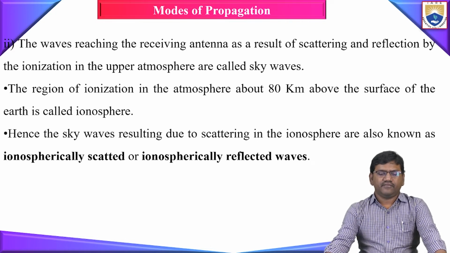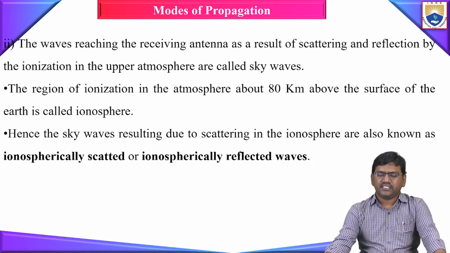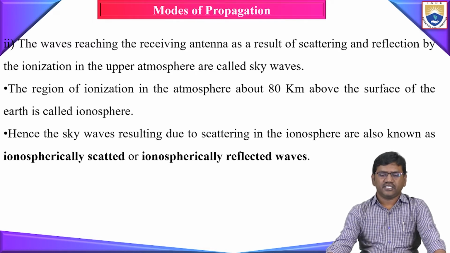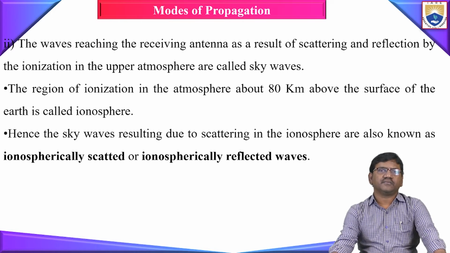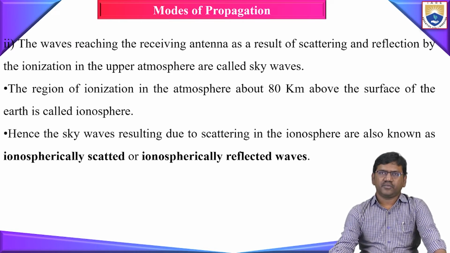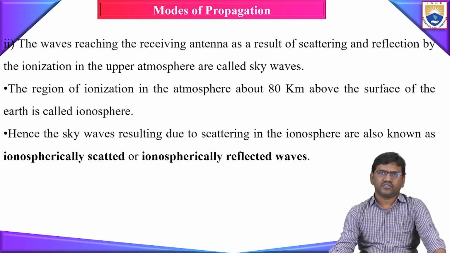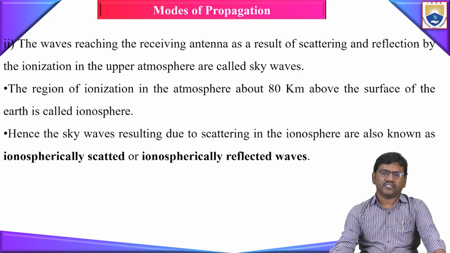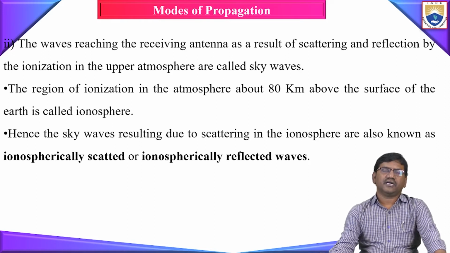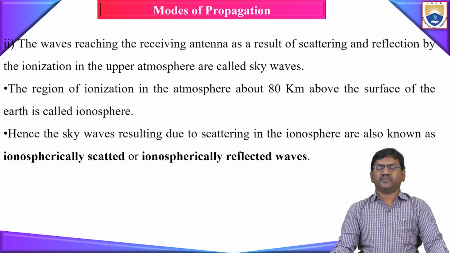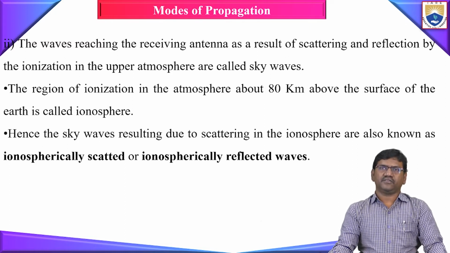And here, the waves reaching the receiving antenna as a result of scattering and reflection by the ionization in the upper atmosphere are known as sky waves. As you have seen there, the atmosphere is divided into different zones: the tropospheric zone and the ionospheric zone. So there are two different types of zones. Here the waves will travel either in the tropospheric layer or in the ionospheric layer.